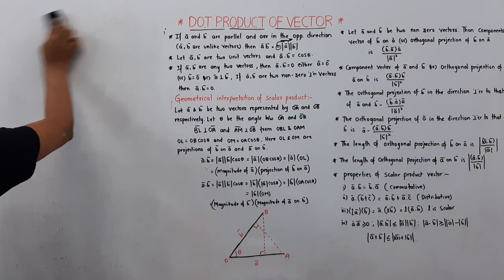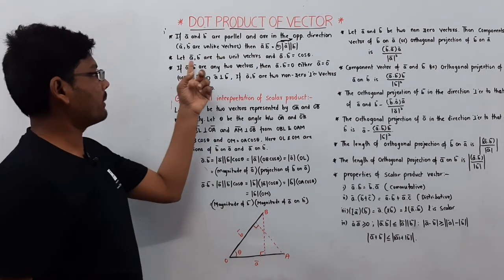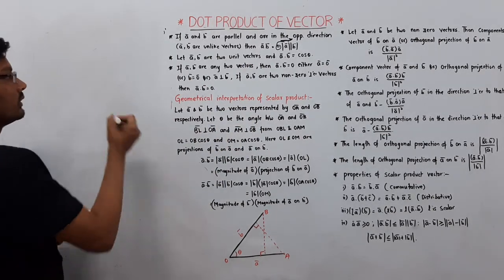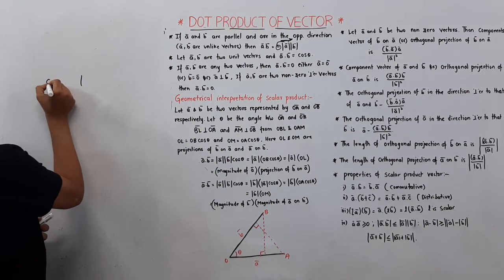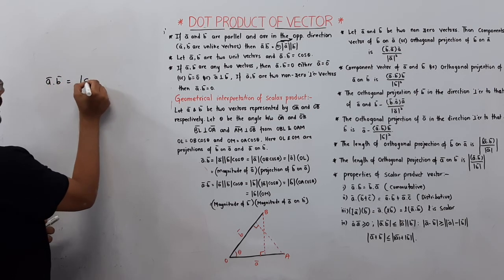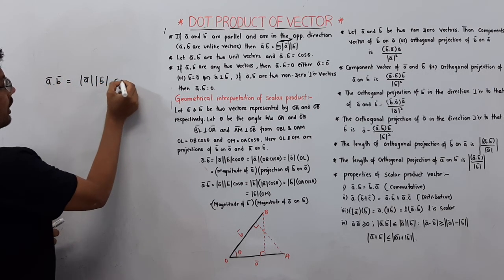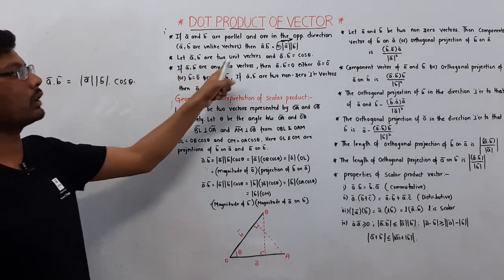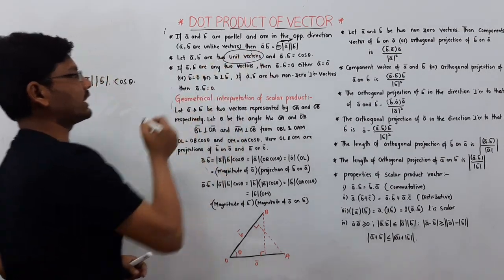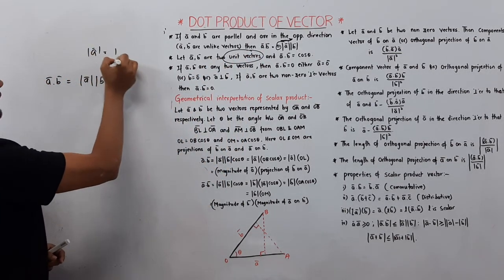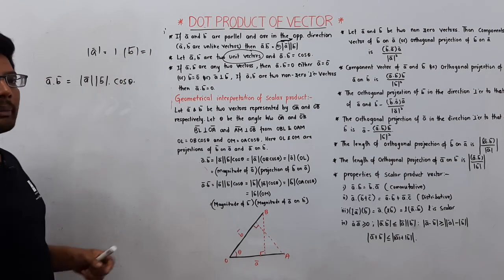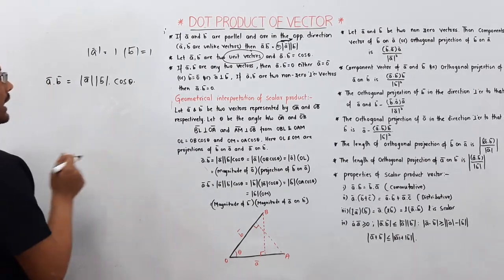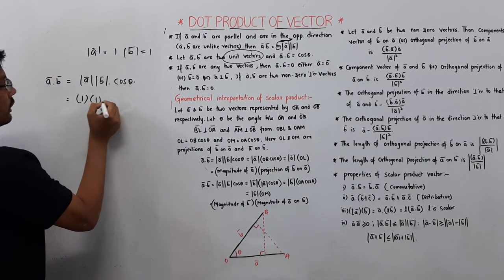And the next one is, let A bar and B bar be two unit vectors. Generally we have the formula A bar dot B bar is equal to modulus of A bar modulus of B bar into cos theta. This is the formula for the dot product of vectors. Two unit vectors means mod of A bar is equal to 1 and mod of B bar is equal to 1. If the magnitude is 1, then the vectors are said to be unit vectors. So directly you can substitute 1 into the formula, leaving cos theta.